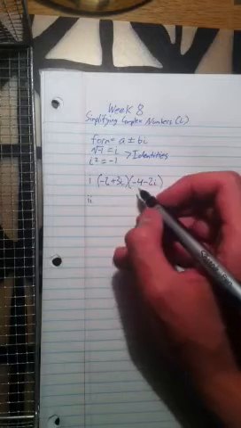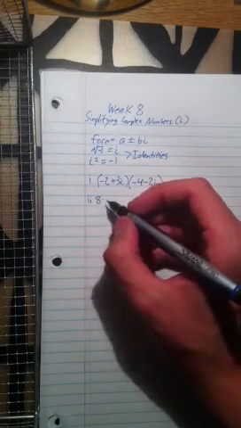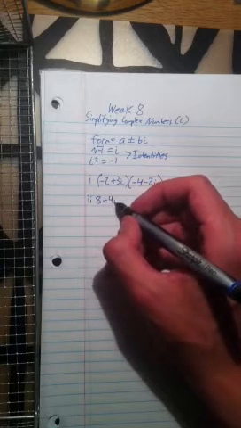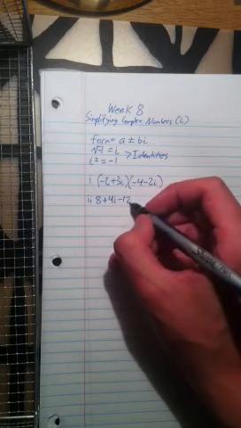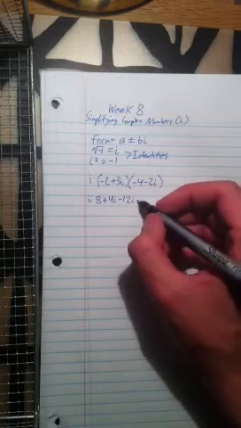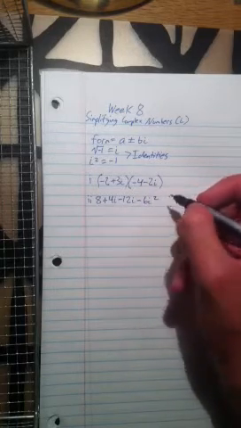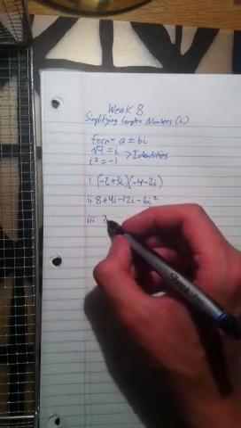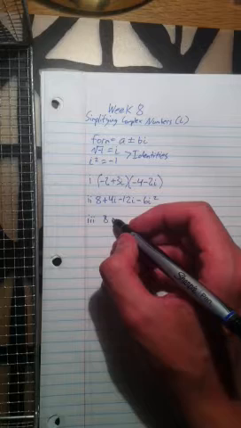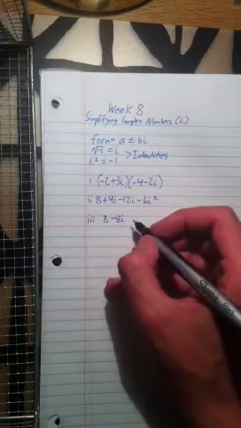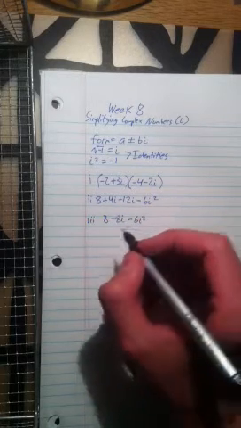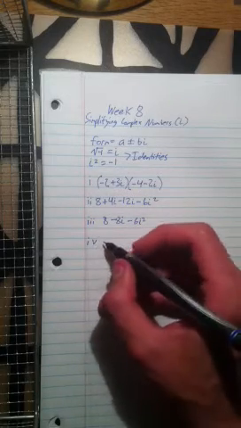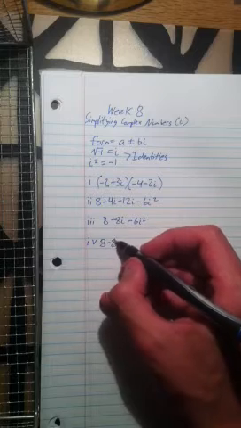So we get positive 8 plus 4i minus 12i minus 6i squared. Simplify that. 8 minus 8i minus 6i squared. Next step would be 8 minus 8i.